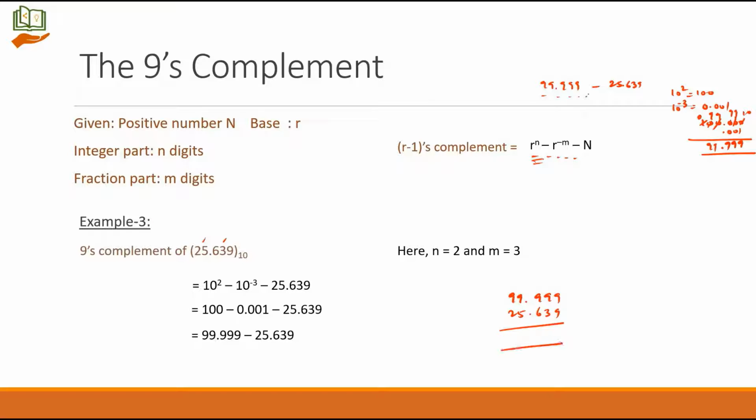Just subtract this. 9 minus 9 is 0, 9 minus 3 is 6, 9 minus 6 is 3, the decimal point. 9 minus 5 is 4, 9 minus 2 is 7. We are getting 74.360. This is how we'll be working with a number that has both the integer part as well as the fractional part. So if you compare 10's complement and 9's complement, you can find 9's complement a bit easy because you are going to subtract everything from 9's.